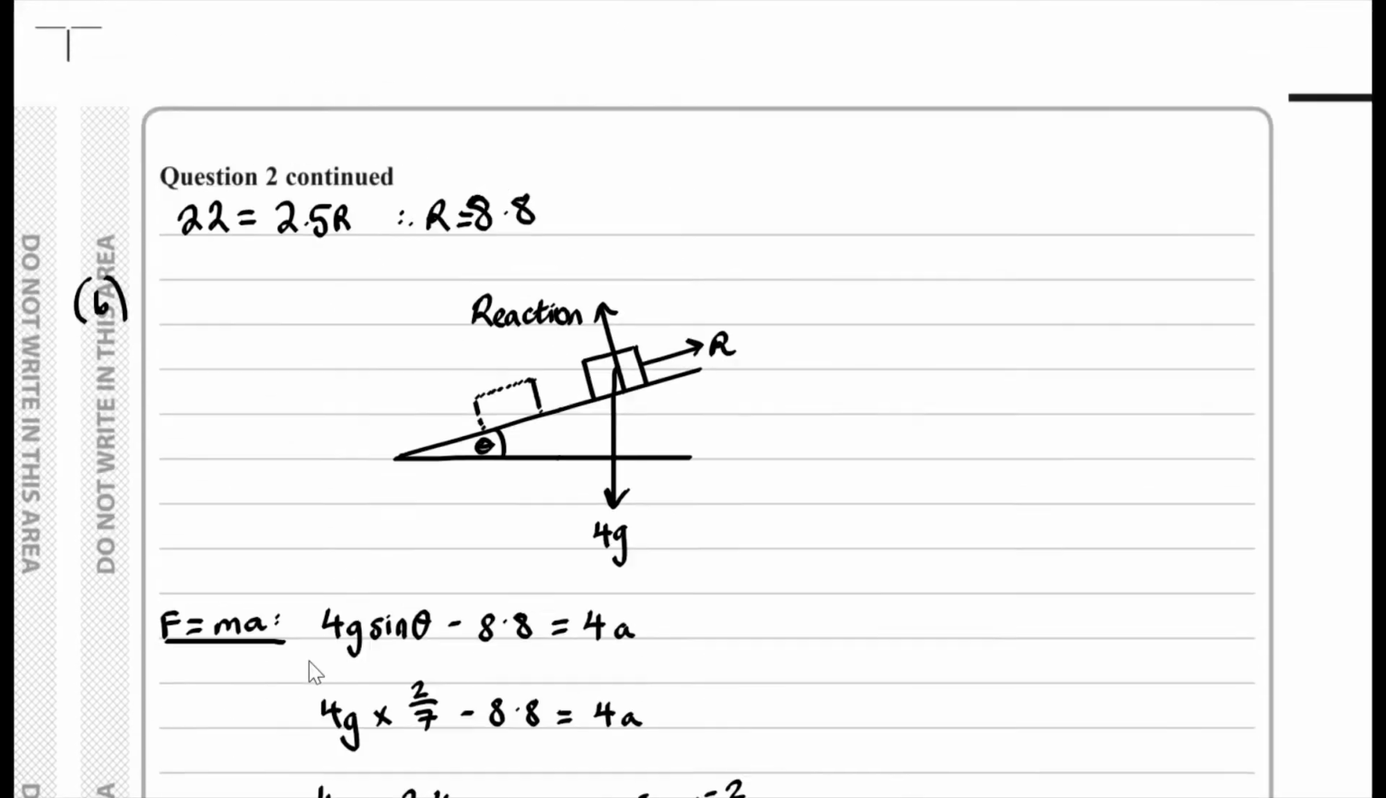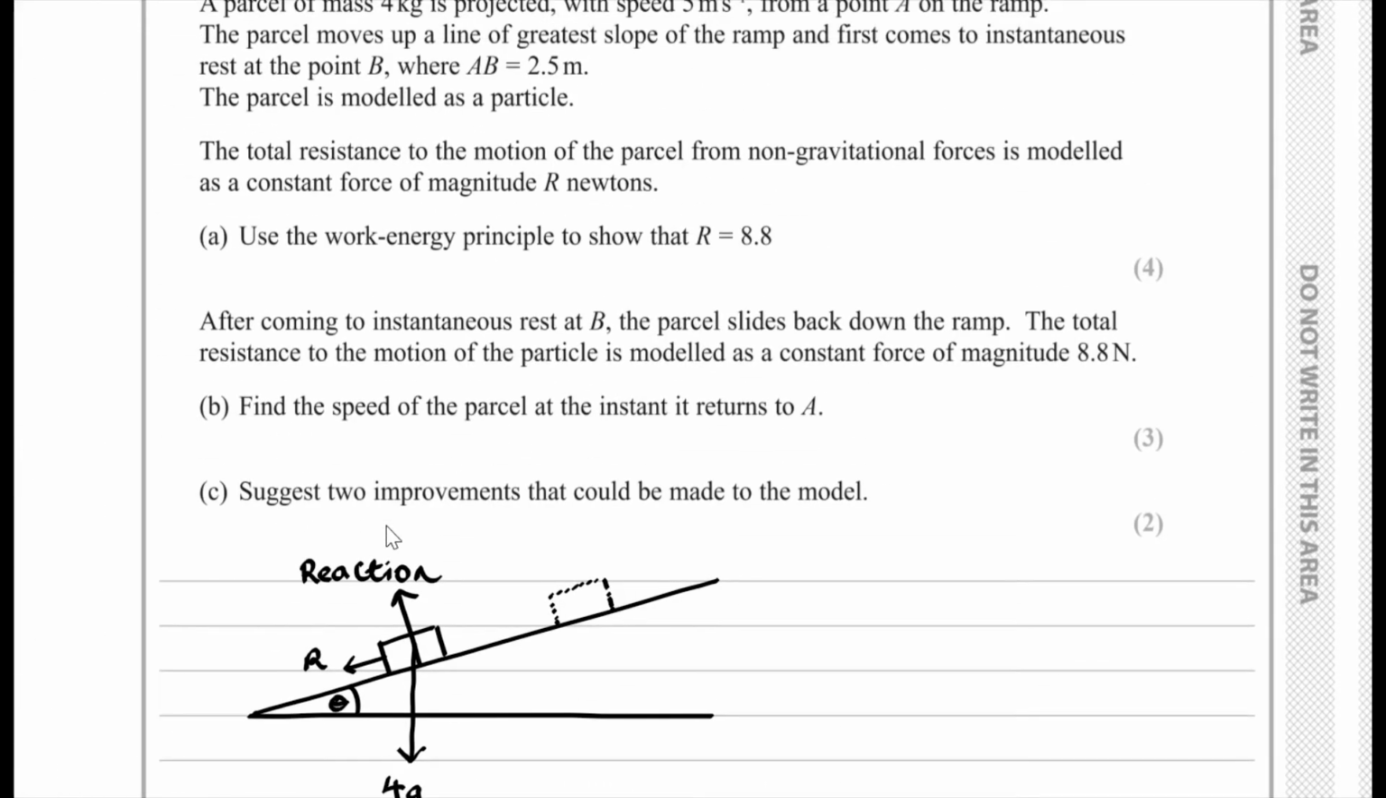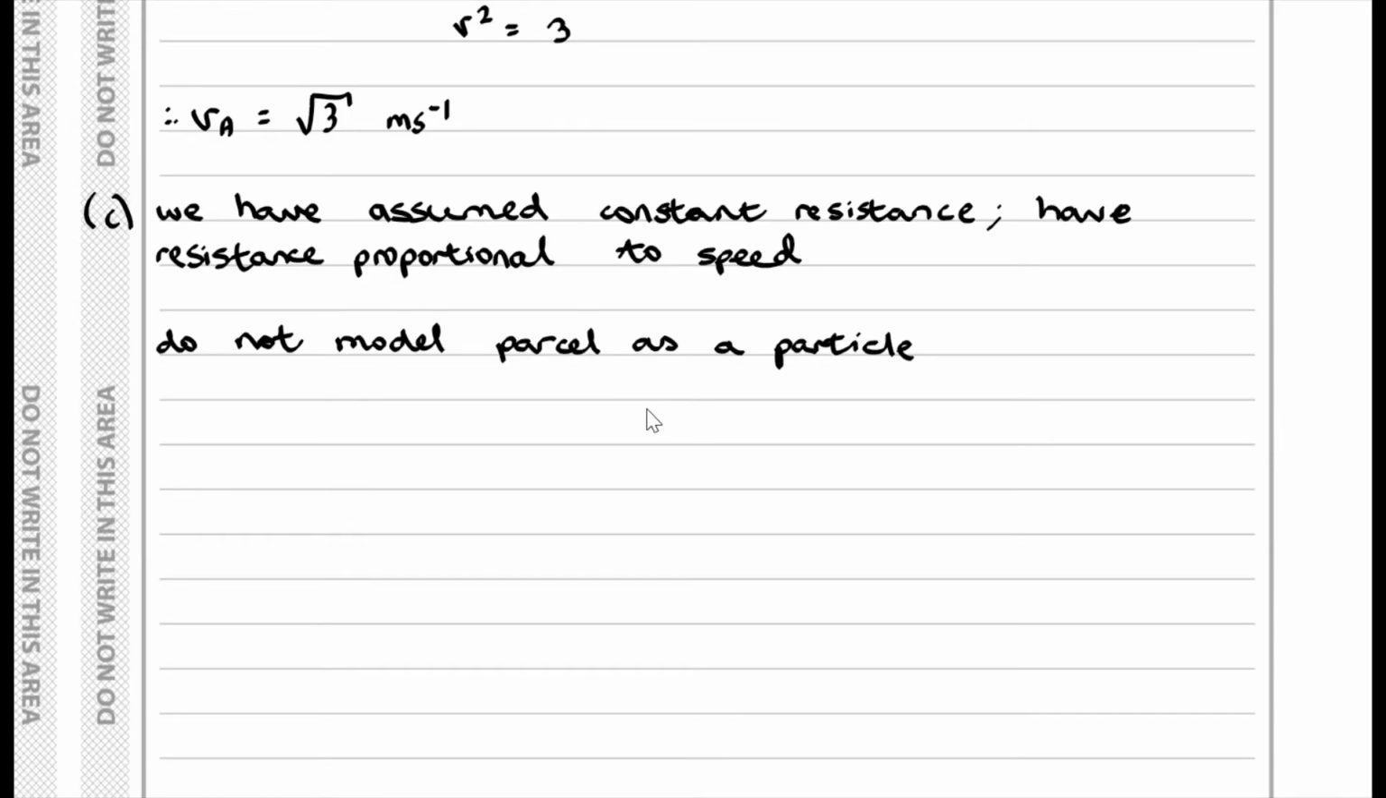Now for part C, we have to suggest 2 improvements that could be made to the model. In the question so far, we've assumed that we have constant resistance. Instead, as an improvement, we could have resistance being proportional to speed. And the second improvement: in the question we modelled the parcel as a particle, so the improvement would be to not model the parcel as a particle.